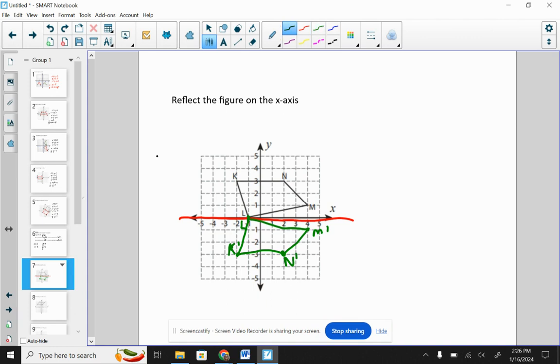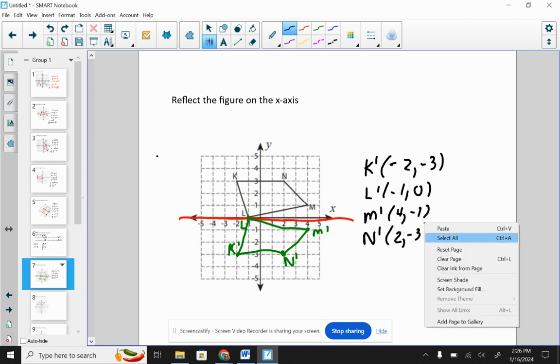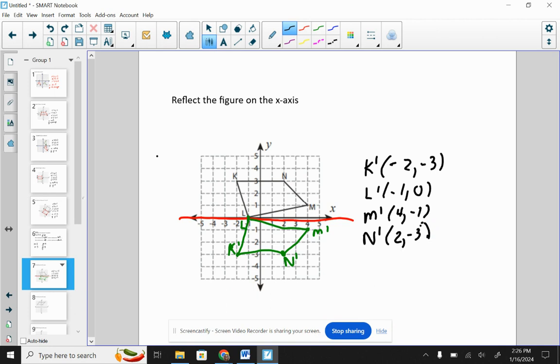In terms of tracking the new coordinates, the K prime is now -2, -3. The L prime, it actually doesn't stay the same. It's -1, 0. Sorry, it does stay the same. The M prime is now 4, -1. And the N prime is 2, -3. And the question asks you, what's happening to the X?